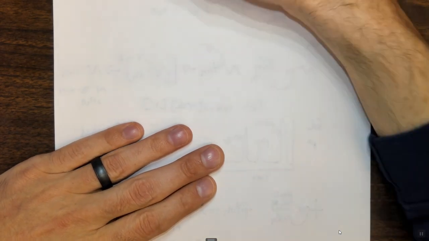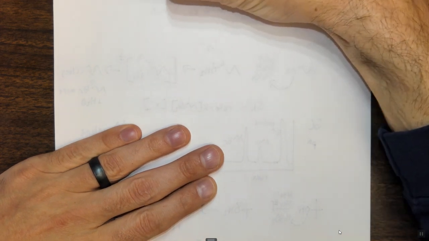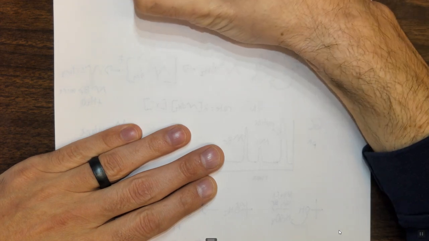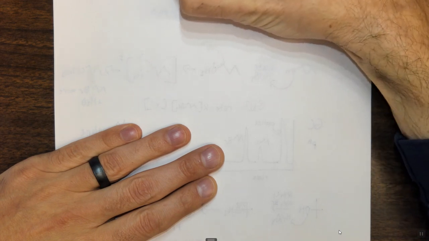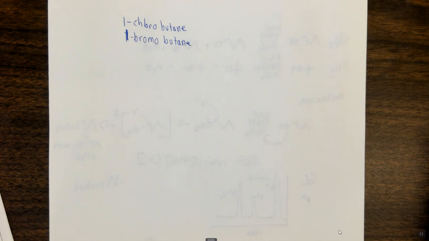So what we're going to start with is the products. 1-chloro butane and 1-bromo butane. So I'm looking at the SN2 reaction. I'll be honest with you, the SN1 reaction is exactly the same, except it's T-chloro and T-bromo. The next question is, is there any 1-butanol left? I do not know the answer to that question. Okay, there may or may not be 1-butanol.